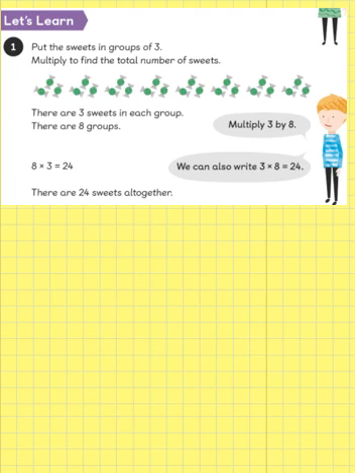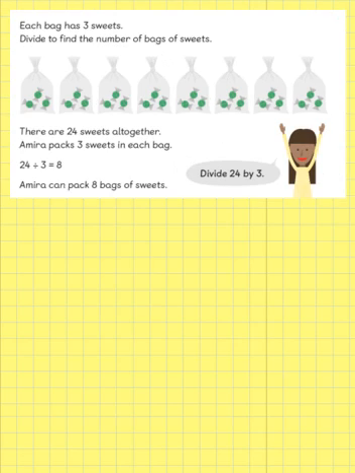So now that we've got that total, now that we've worked out how many there are altogether, we should be able to start considering how we're going to group them into bags. Here they've been divided into 3, so each bag has 3 sweets. Divide to find the number of bags of sweets. If we've got 24 sweets altogether, that's our dividend, and if we are dividing by 3, that's our divisor. So 24 divided by 3 equals 8. So there should be 8 bags in total.